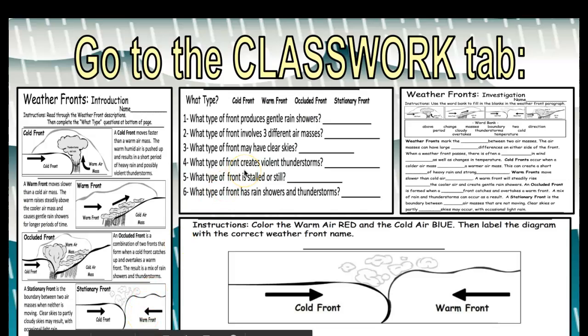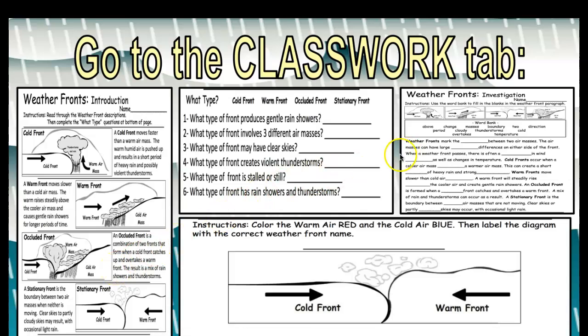Number 4, what type of front creates violent thunderstorms? That's right here. That's your cold front. Number 5, what type of front is stalled or stilled? That's your stationary front. It's not moving, so it's stayed stationary or stalled. And then number 6, what type of front has rain showers and possible thunderstorms? Okay, so rain showers, possible thunderstorms, that's right here, your occluded front.